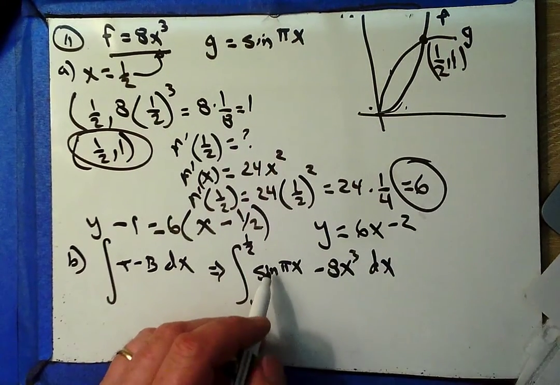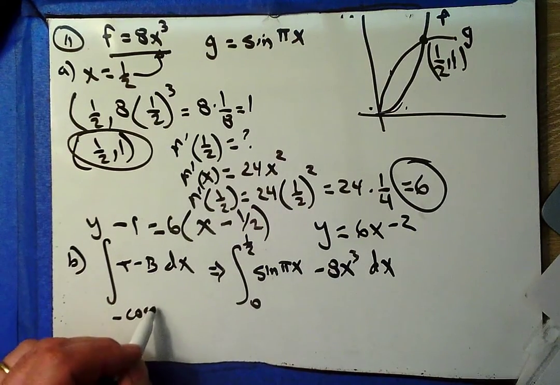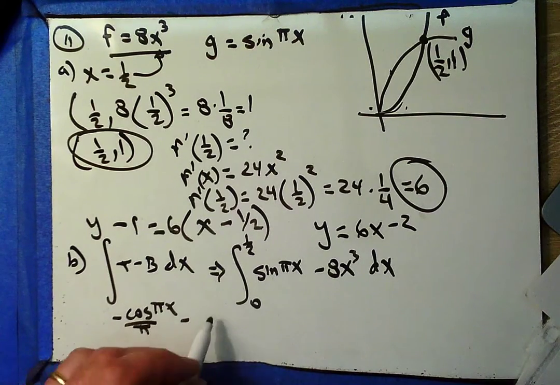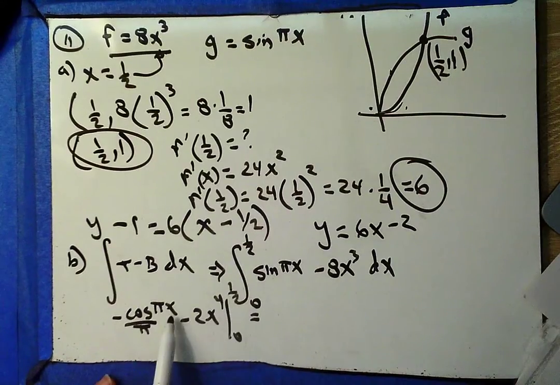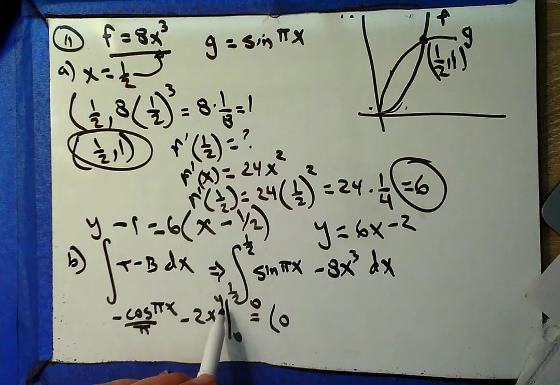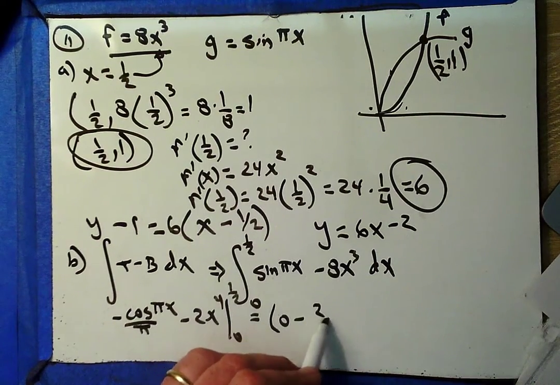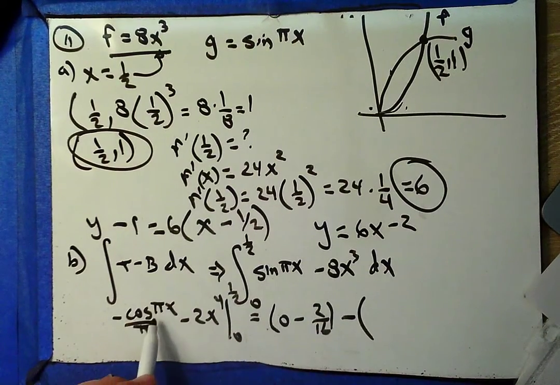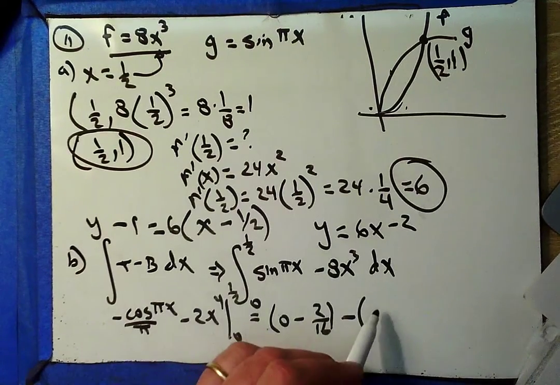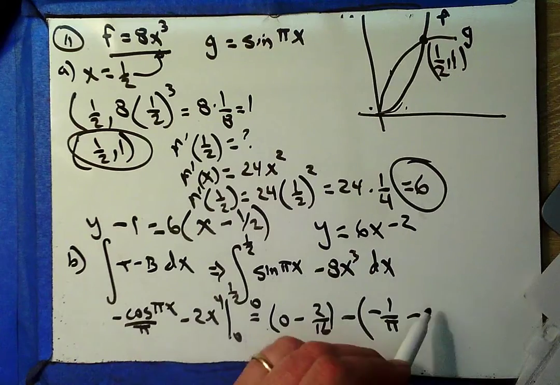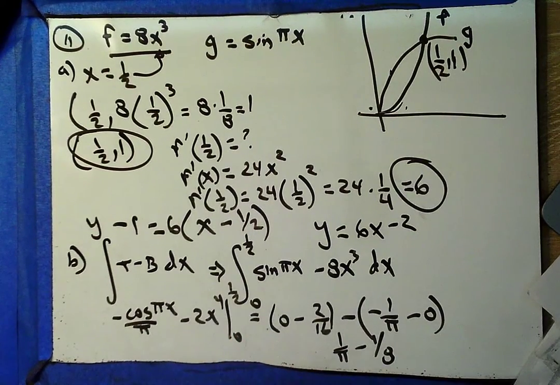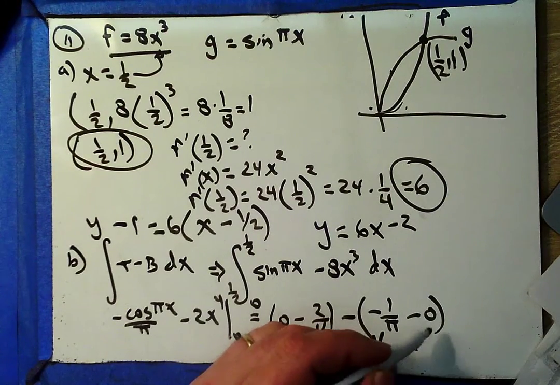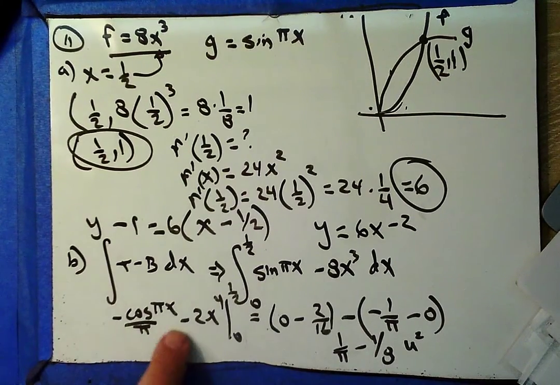Okay, so the antiderivative of sine would be negative cosine pi x over pi minus 2x to the fourth from 0 to 1/2. So I plug in a 1/2, I get pi over 2, cosine of pi over 2 is 0, so I have a 0, and I plug in a 1/2. 1/2 to the fourth is 1/16, so I have minus 2 over 16, minus, I plug in a 0, cosine of 0 is 1, so I get minus 1 over pi, and I put in a 0 here, and I get 0. So it looks like I get 1 over pi minus 1/8. 1 over pi minus 1/8 units cubed? No, units squared, because it's an area. Okay, ooh, tricky. I have to think.